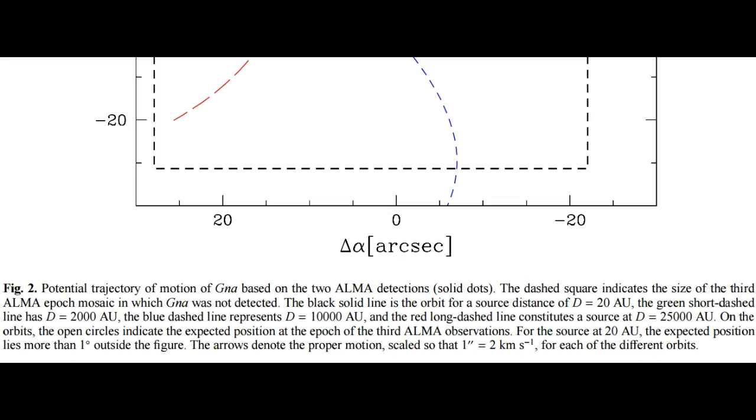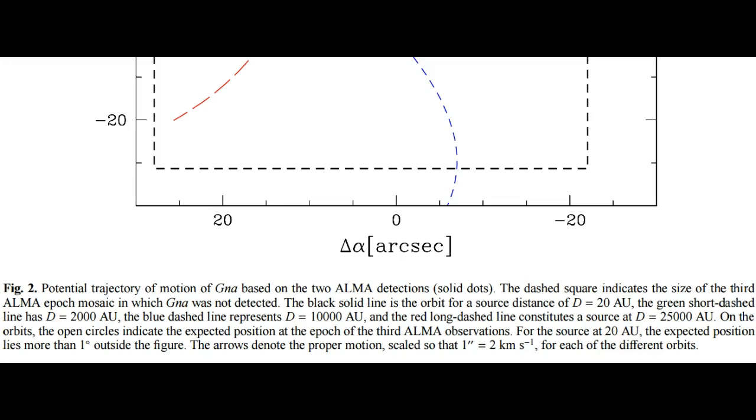The black solid line is the orbit for a source distance of 20 AU. The green short dashed line has a distance of 2000 AU. The blue dashed line represents a distance of 10,000 AU. And the red long dashed line constitutes a distance out to 25,000 AU. On the orbits, the open circles indicate the expected position at the epoch of the third ALMA observation.